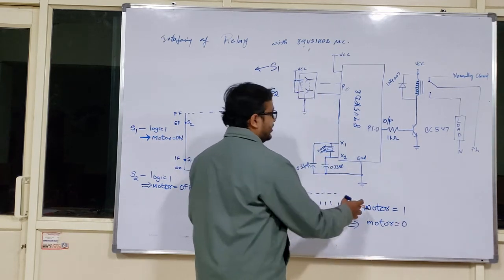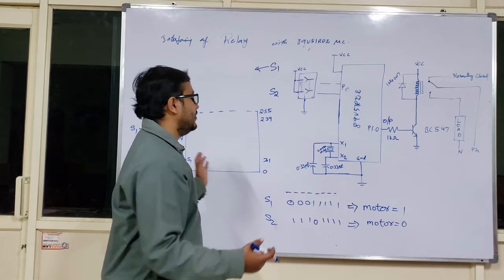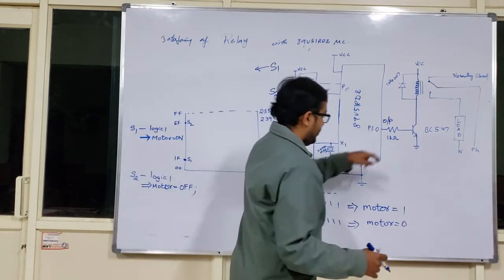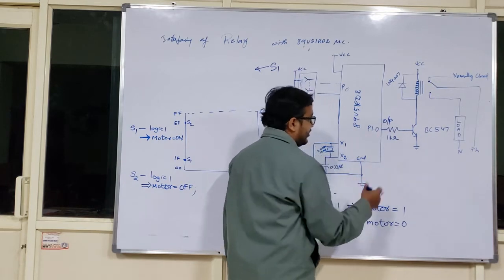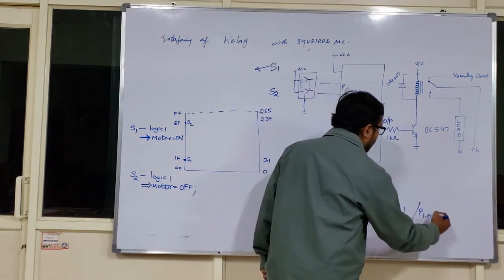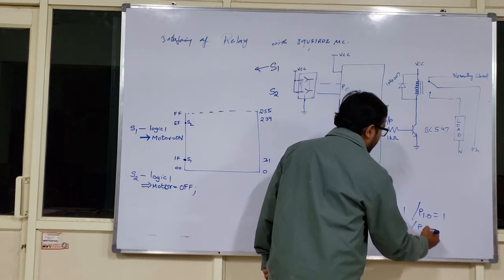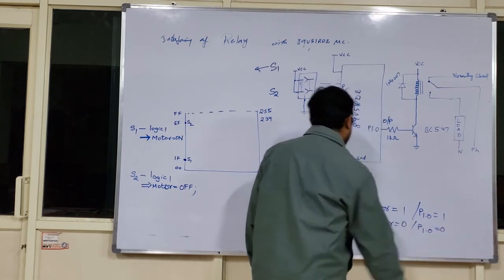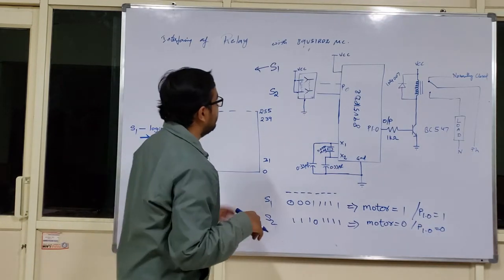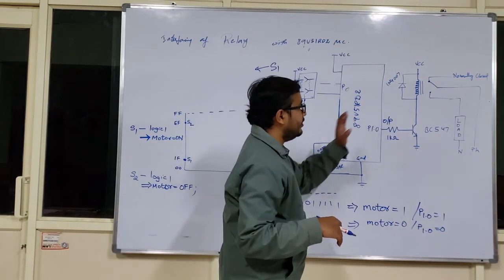According to this interfacing diagram, your P1.0 pin will become logic 1 and then pin 1.0 becomes logic 0. So this is the concept of interfacing your 8051 microcontroller with your relay.